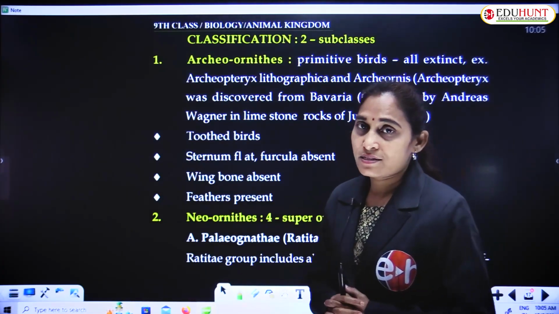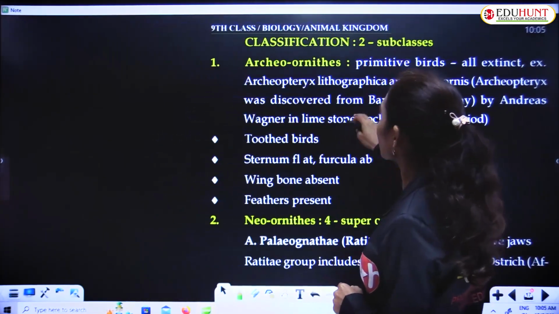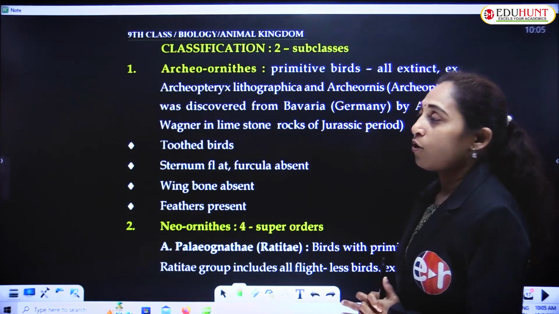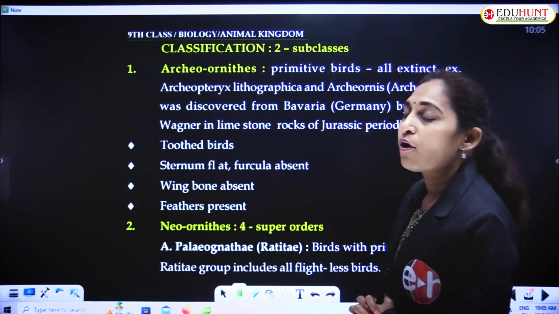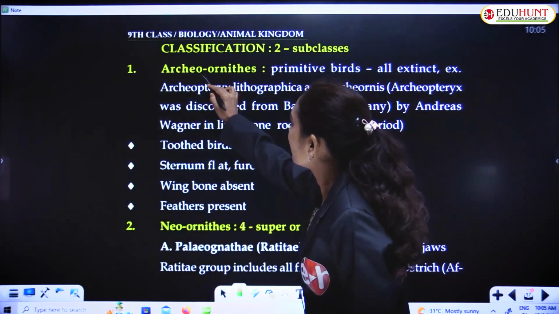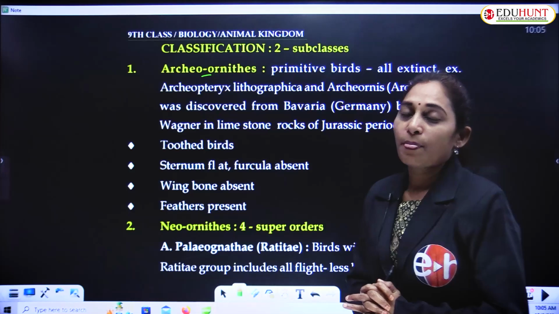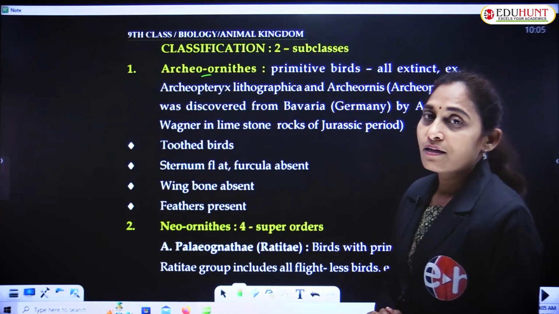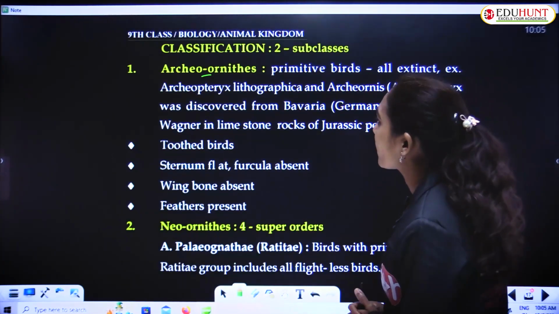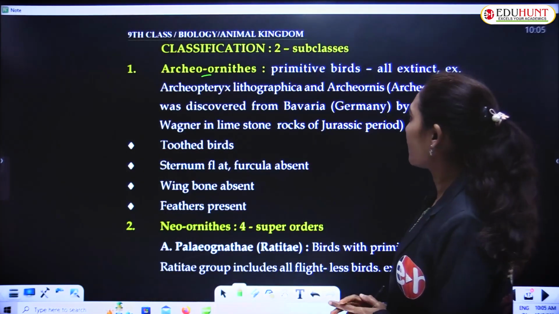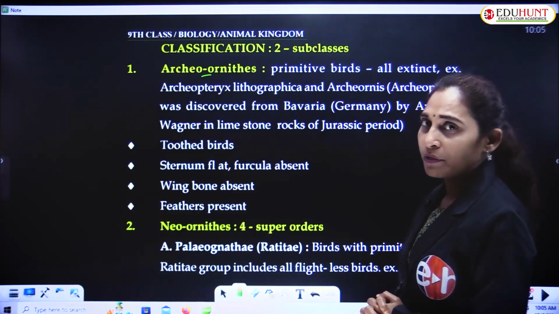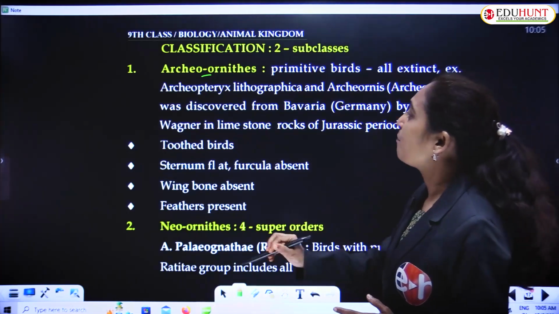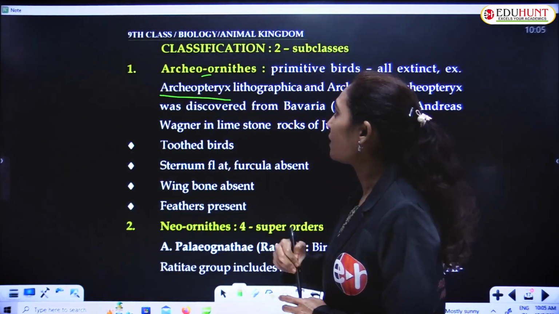The class Aves is divided into two subclasses, that is Archaeornithes and Neornithes. Archaeornithes is a primitive subclass of the birds, and all of its birds are extinct. The main example is Archaeopteryx.